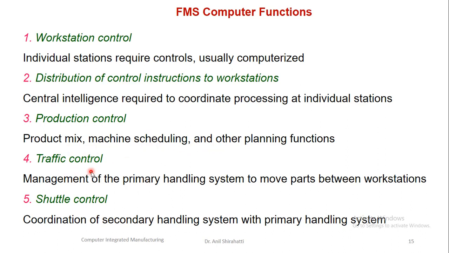Traffic control. Traffic control is nothing but handling of the parts from one machine to another machine, moving them, all this is traffic. Shuttle control, coordination of secondary handling with the primary. So what is meant by secondary handling? Secondary handling are the parts which are directly related to the machining, okay. Primary is just a movement of the raw material or unfinished material. Once the secondary handling gives a signal, then only the primary will move, comes to the secondary, goes to the machining, and again from secondary it will come out and then give the signal to the primary. So all this shuttle control has to be done by the computer.